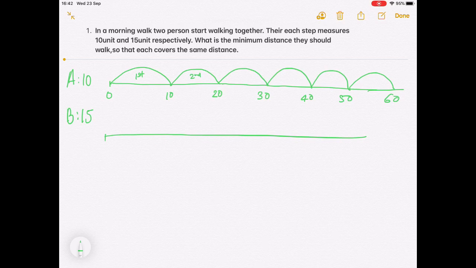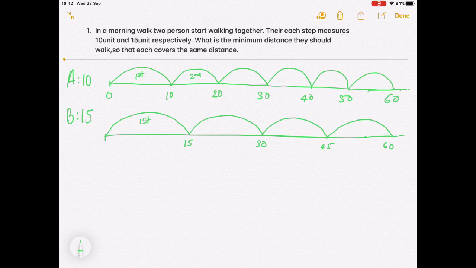Let's see what happens with B. In the first step, B will move 15 units. So this is 15. So this is B's first step. Then it will move to 30 units, and then to 45 units, and then to 60 units, and so on. That means it doesn't end here, but let's say.